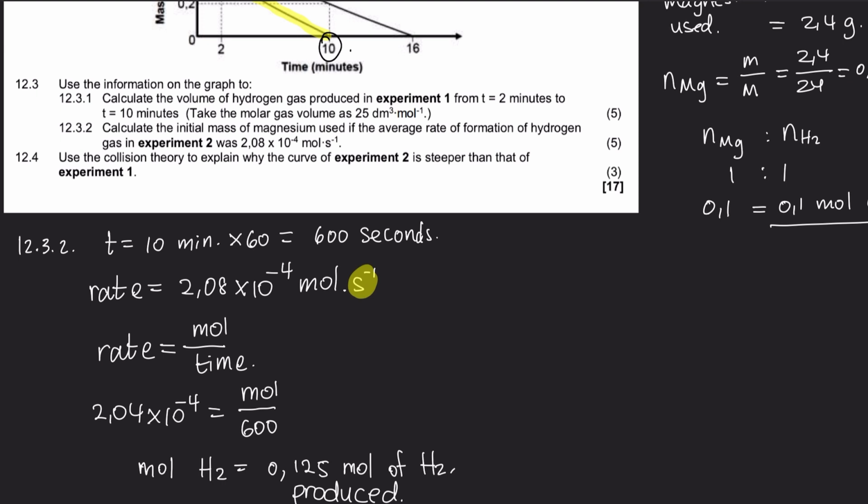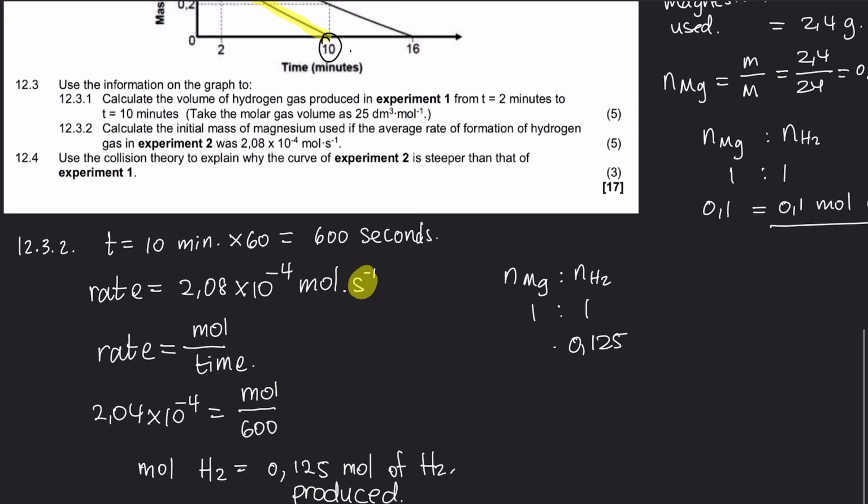So now we know the number of moles of H2 that was produced. Okay, we can use the mole ratio to then calculate the mass of magnesium that was reacted at the beginning. So we know the mole ratio already, the number of moles of magnesium to number of moles of hydrogen gas. We know it's 1 to 1. So if I have 0,125 moles of H2, it means I must have 0,125 moles of magnesium.